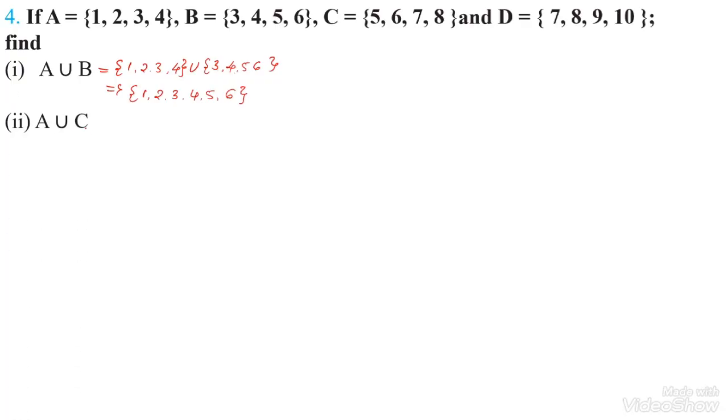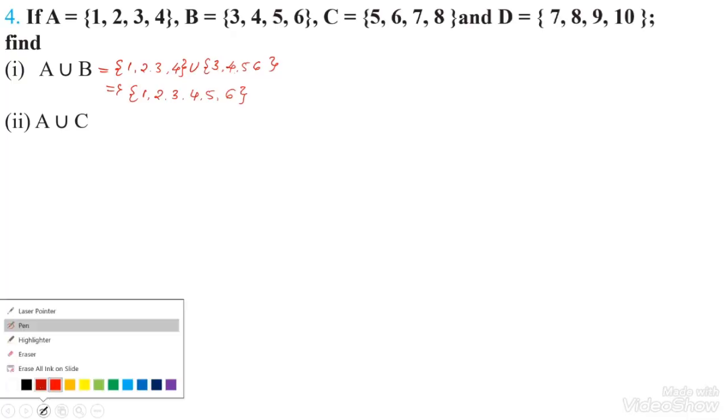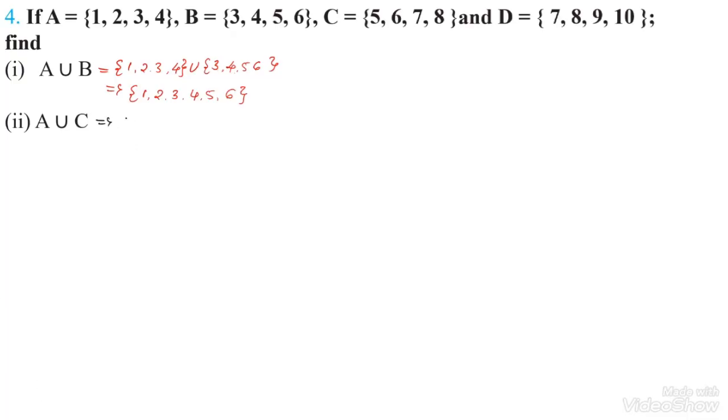That's why I have written only once. Next, A union C. A set containing the elements 1, 2, 3, 4, union of C set containing the elements 5, 6, 7, 8. Okay, then their union is 1, 2, 3, 4, 5, 6, 7, 8. The elements of set A and the elements of set C. Okay, all the elements are 1, 2, 3, 4, 5, 6, 7, 8.